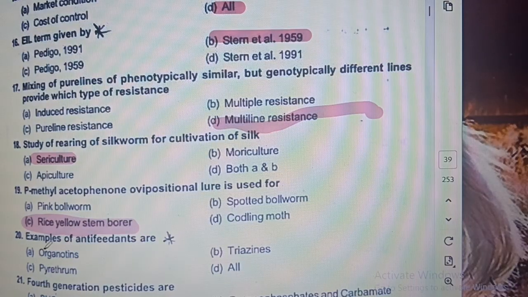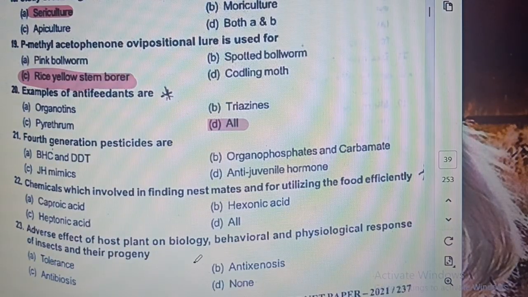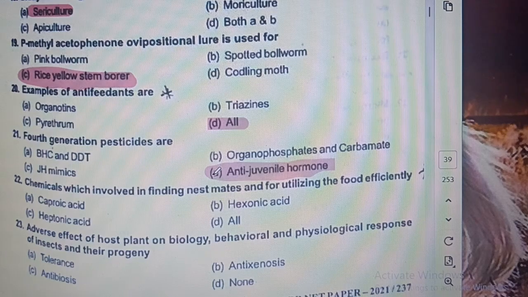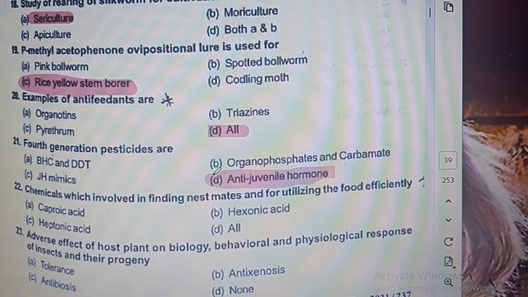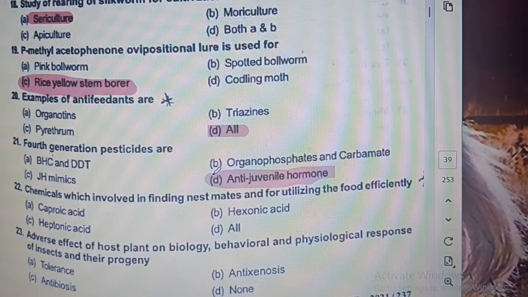Next question: examples of antifeedants are organotins, pyrethrum, triazines, brestan, all are antifeedants for insects. Next question: fourth generation pesticides are anti-juvenile hormone and synthetic pyrethroids, both are the fourth generation. Third generation are JH mimics and IGRs. In second generation, OPs and carbamates, and first generation, organochlorines and inorganic compounds are the first generation pesticides.